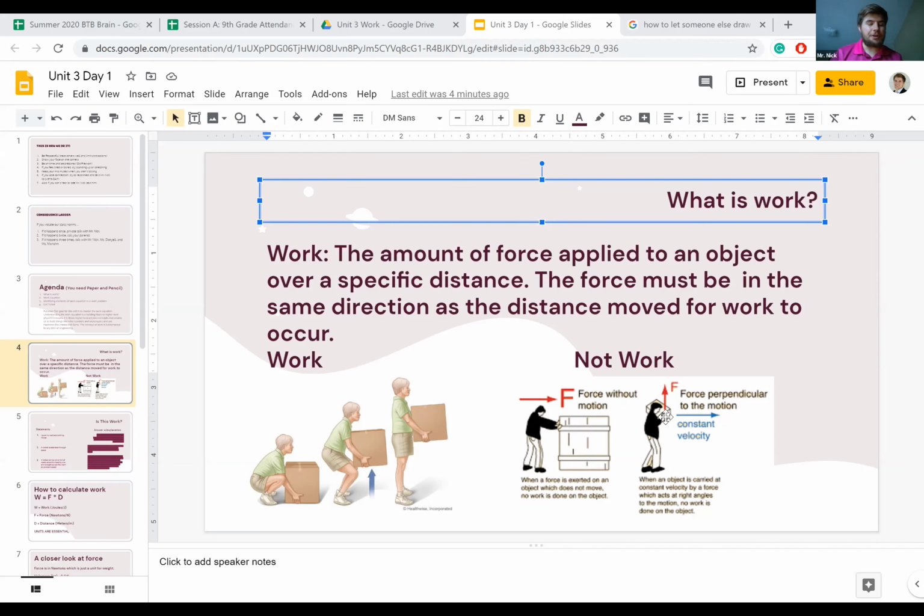Because the force you're applying is holding it up. But once you stop raising it any higher and you start walking with it, the force is not moving in the same direction as the distance. Does that kind of make sense? Let's try one more example of those.